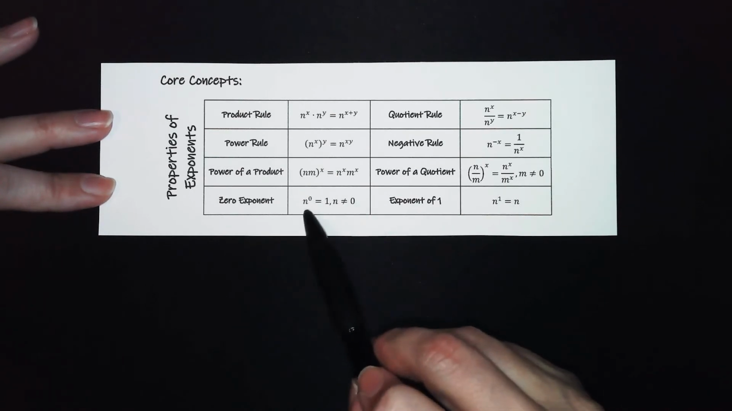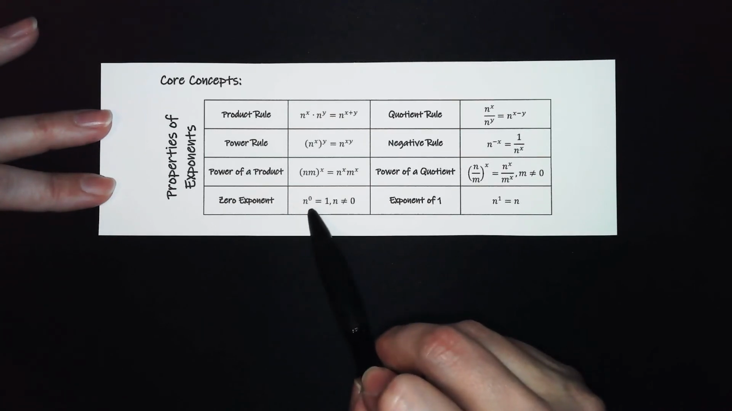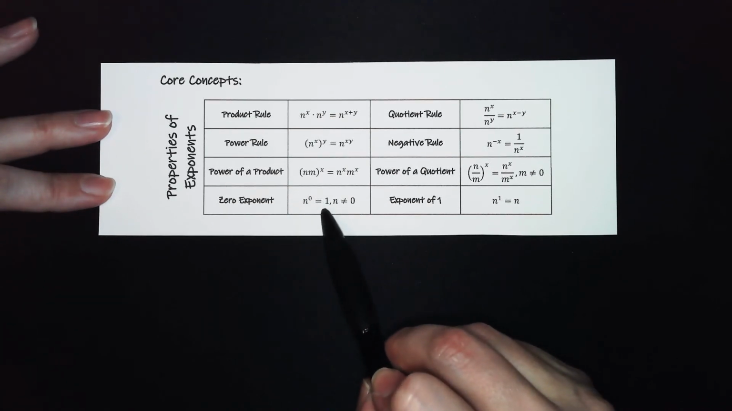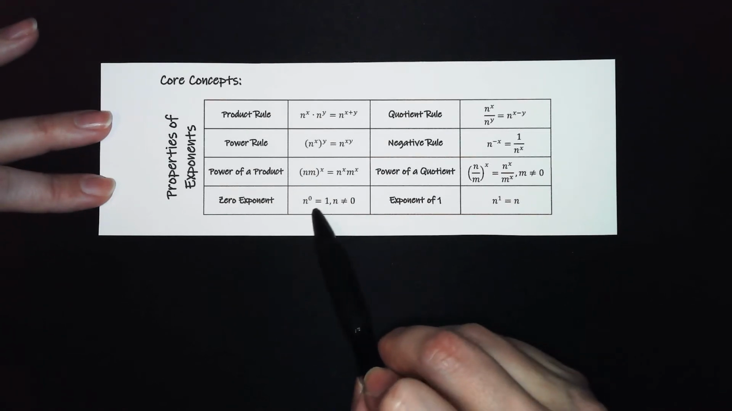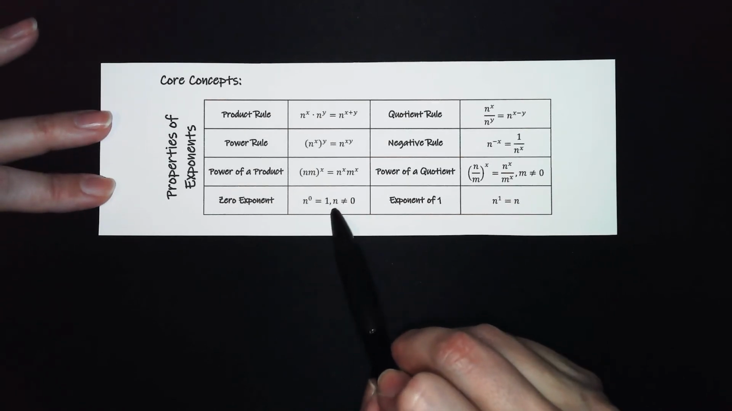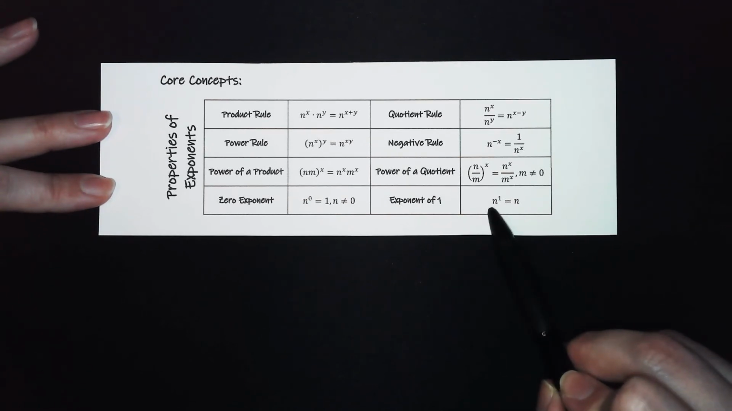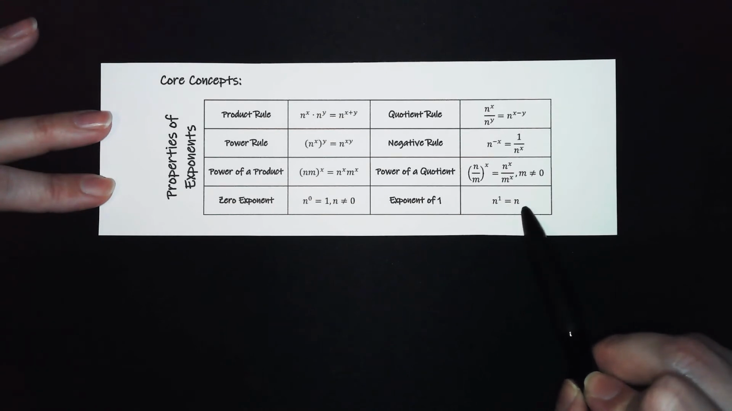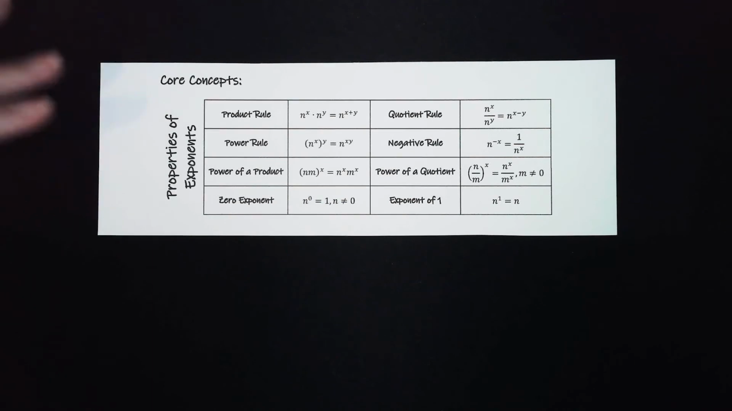Okay? This is my favorite rule, the 0 exponent rule. Anything to the 0 power equals 1. Anything but 0. 0 to the 0 power, no, doesn't work. But anything else to the 0 power equals 1. And then the exponent of 1. Anything to the first exponent, or 1 exponent, is itself. So that one I also like. These bottom 2 are kind of my favorites because they're easy to deal with.